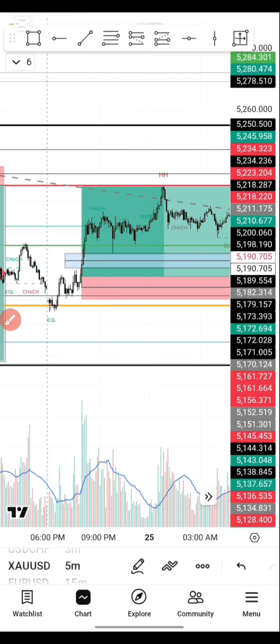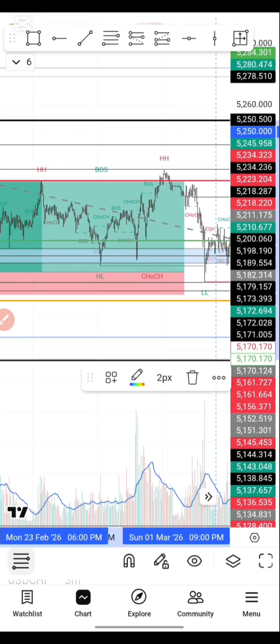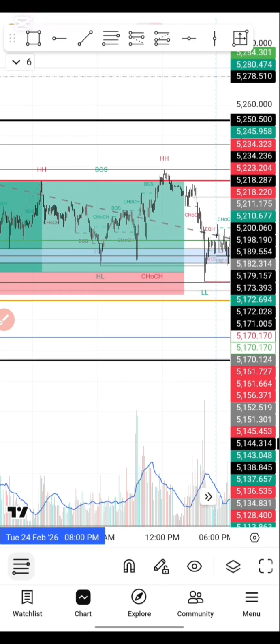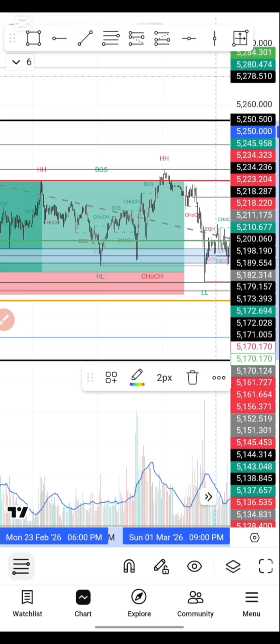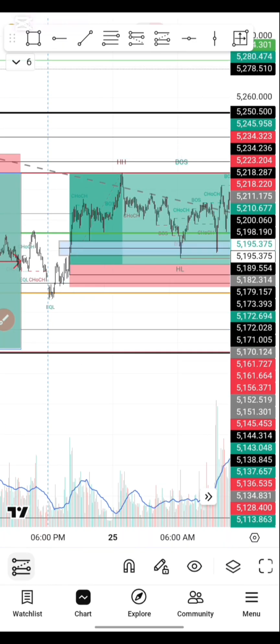Now, this was the trade. I held the trade. Then I eventually closed it at, what time? I closed the trade at 1:4.